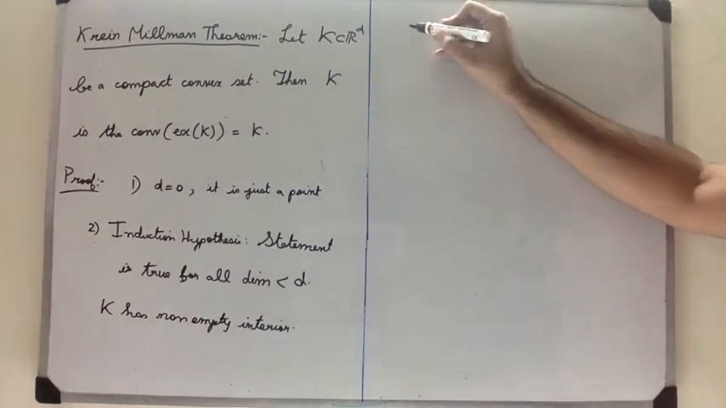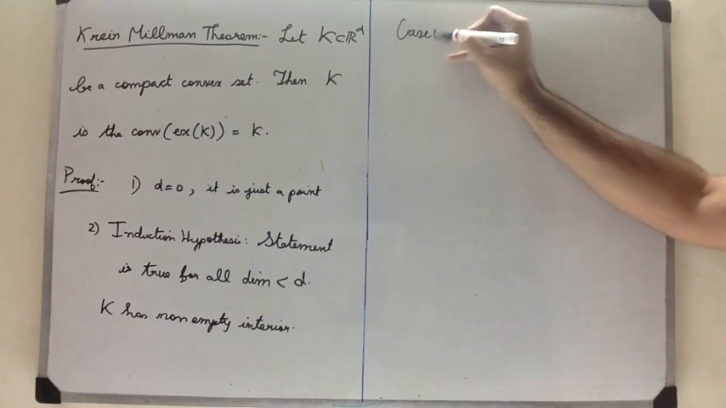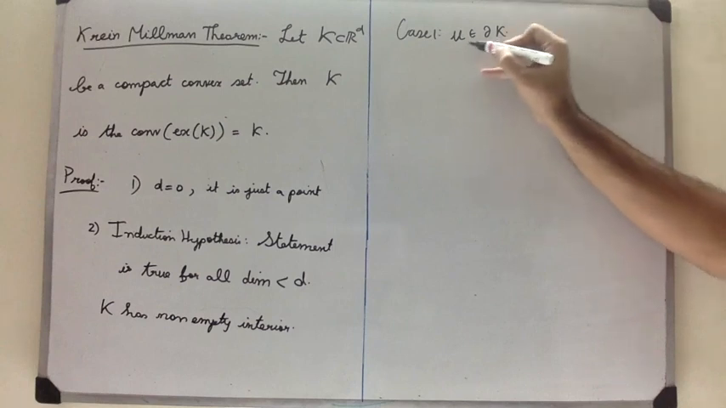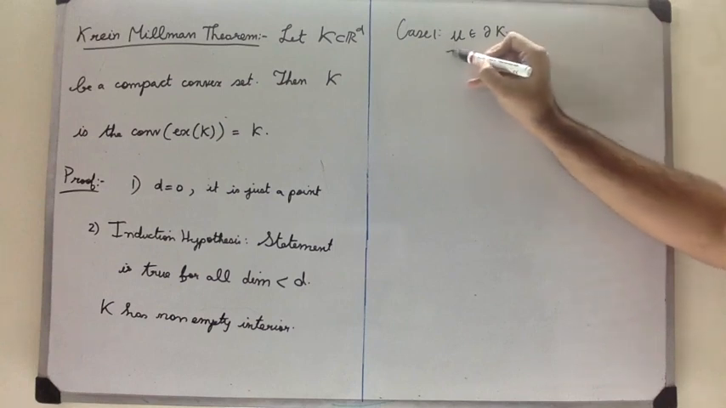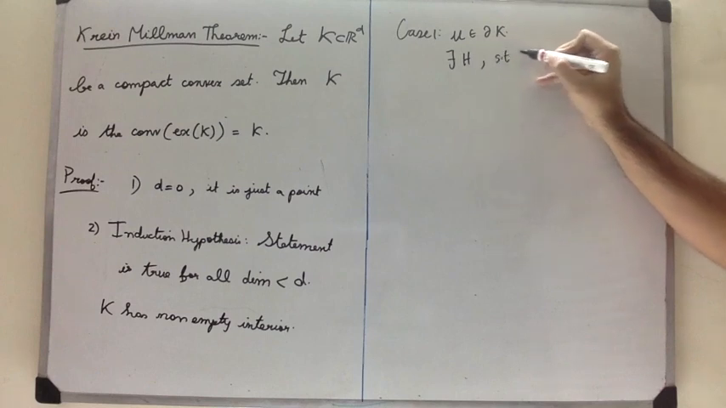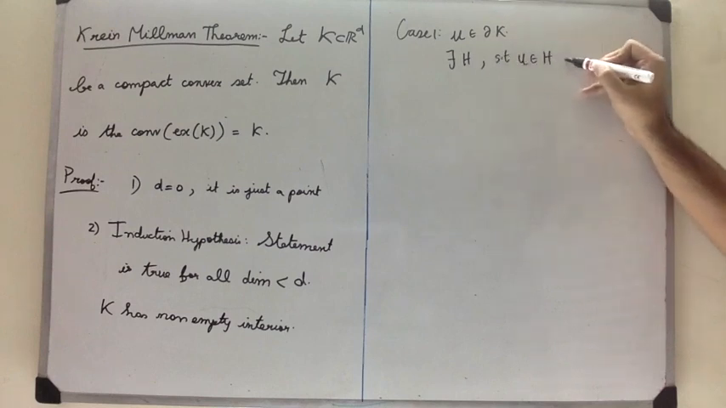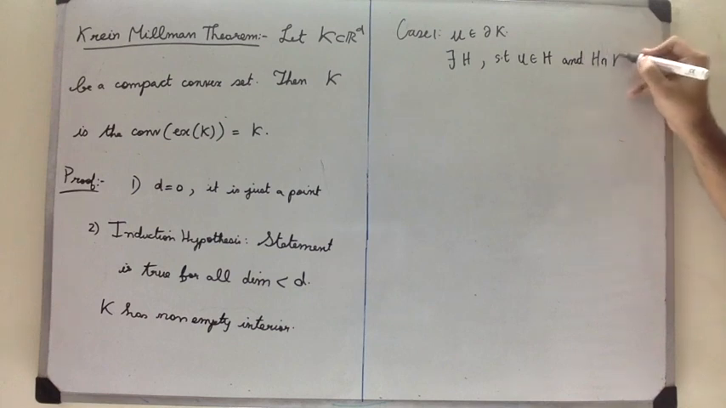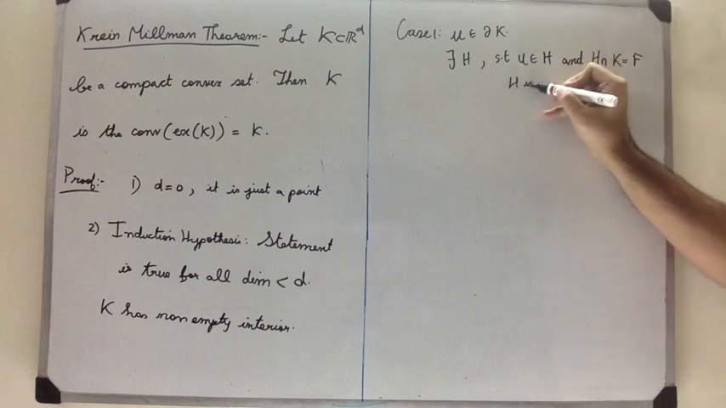Now we'll consider two cases. Case 1, u lies in the boundary of K. Then by the support hyperplane theorem, there exists a hyperplane H such that u is an element of H and H intersection K is a face F, and H isolates K.